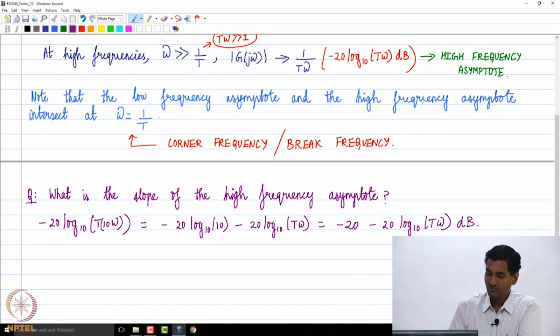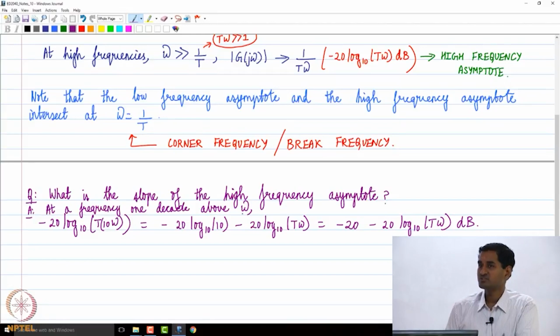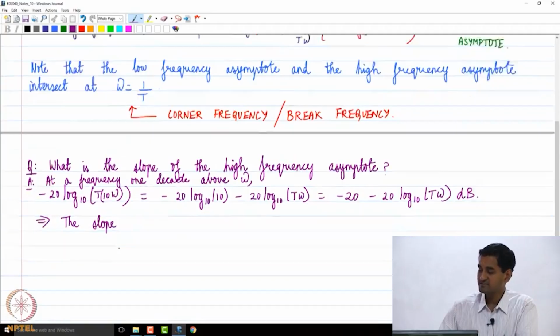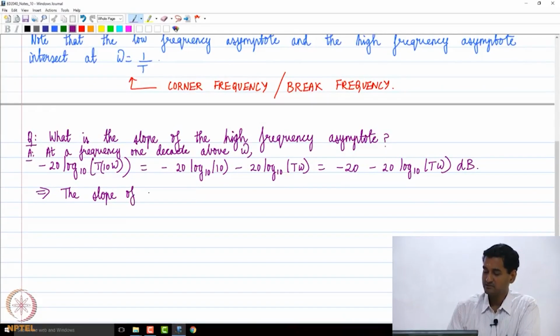Okay. So what did I do? Just to be more formal, at a frequency 1 decade above omega, this is going to be this. So what do you think is the slope? The slope of the high frequency asymptote is going to be minus 20 decibels per decade.